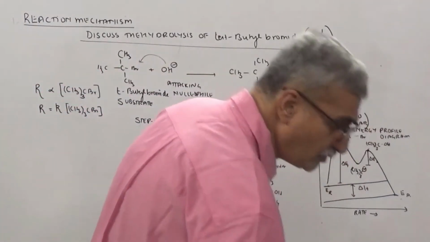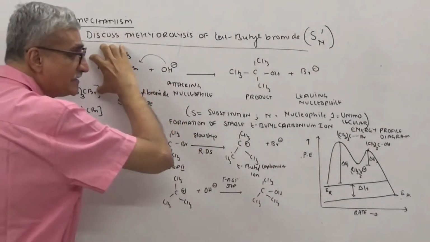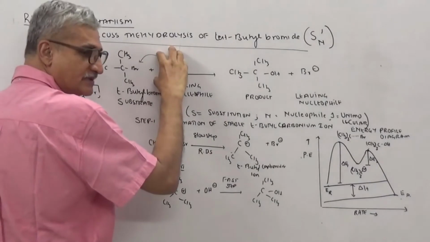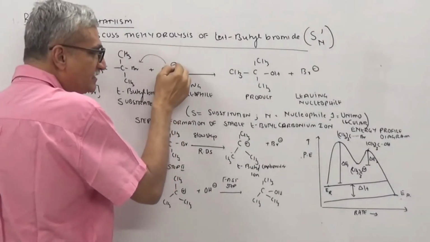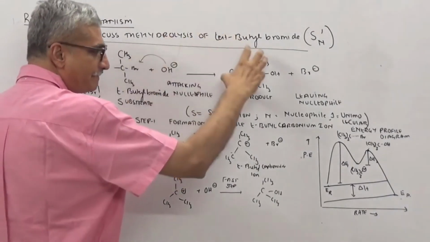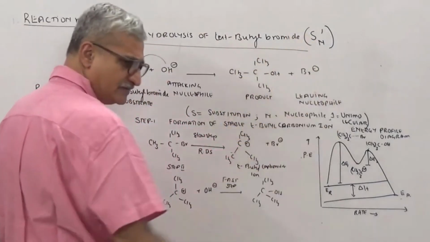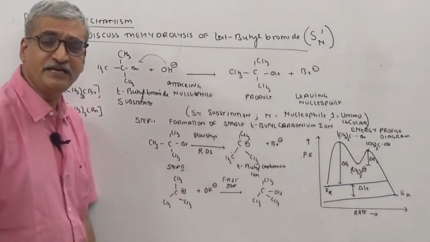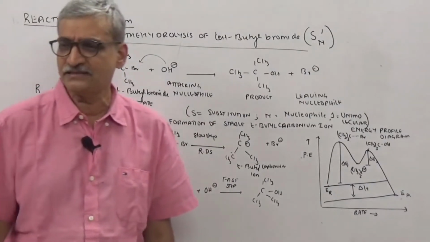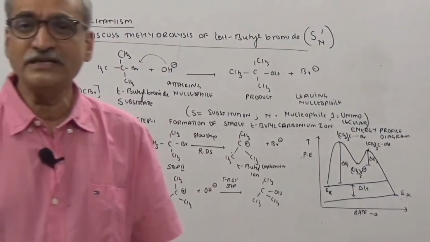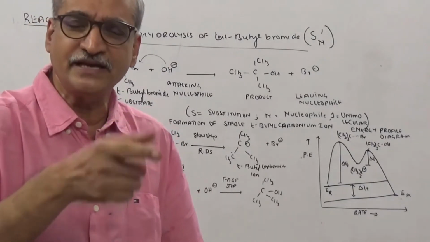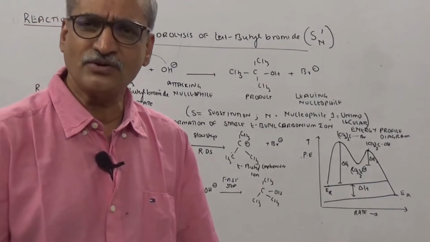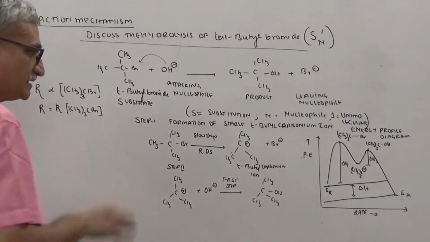You have to first what? Discuss the basic reaction. That tertiary butyl bromide is undergoing hydrolysis. That means here there is a nucleophilic substitution with a product and a leaving nucleophile. Why is bromide the leaving nucleophile? Because HBr is a strong acid, so Br minus is a weak base. Why is OH minus a strong base? Because water is a weak acid, so OH minus is a strong base. So it's a law of nature, strong displaces the weak. So this reaction takes place.